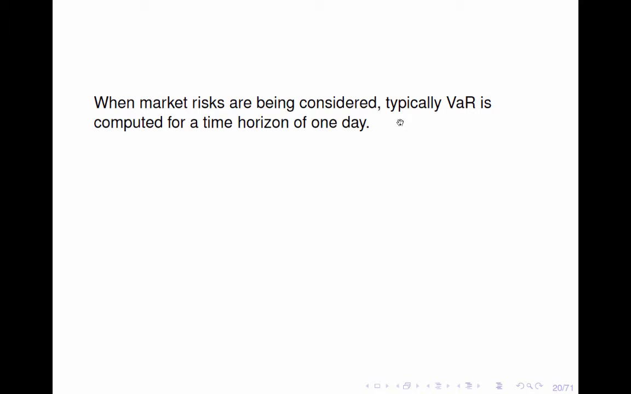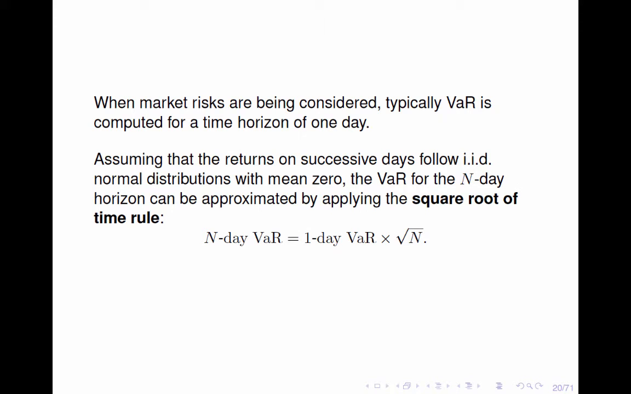When market risks are being considered, typically VAR is computed for a time horizon of 1 day. Assuming that the returns on successive days follow IID normal distributions with mean 0, the VAR for the n-day horizon can be approximated by applying the square root of time rule. That is, the n-day VAR is equal to the 1-day VAR times the square root of n.